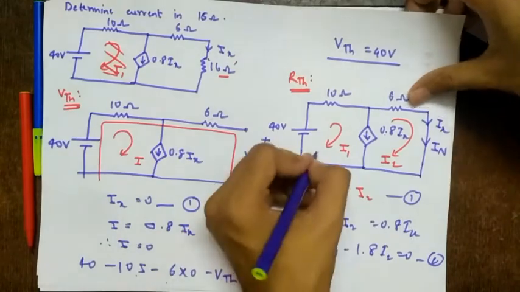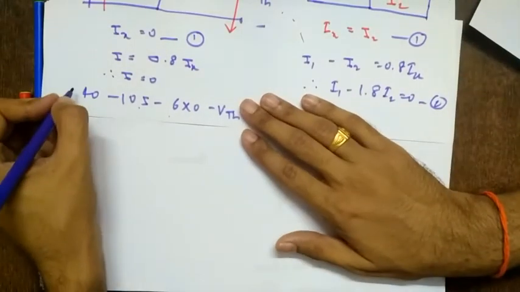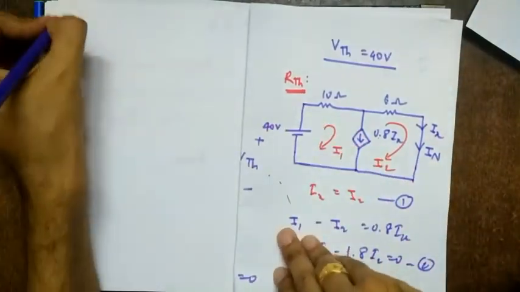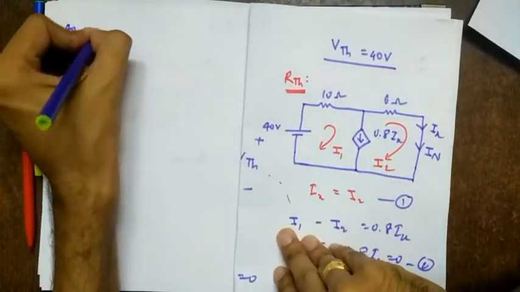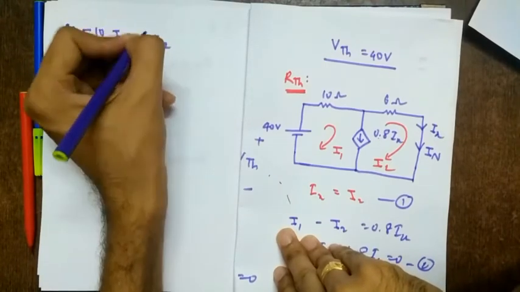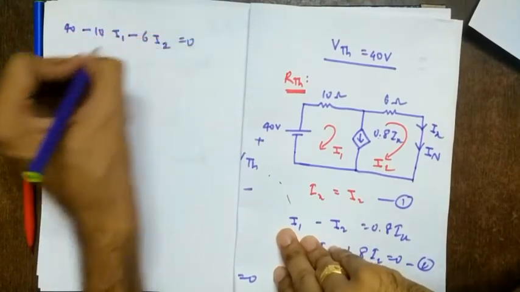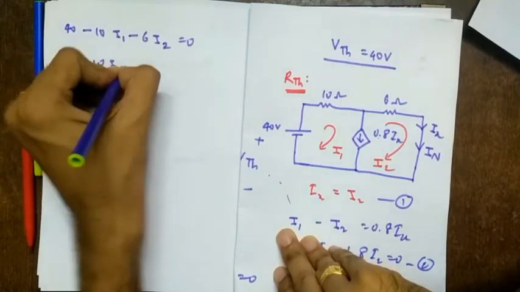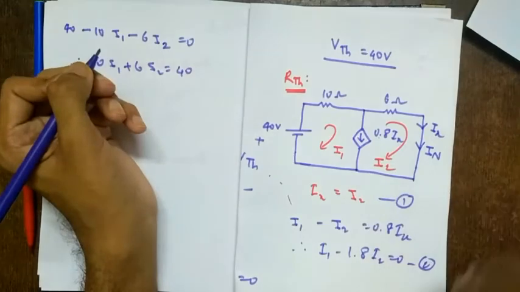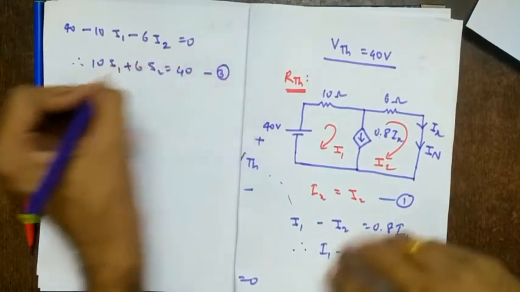So then what we write? We write the outermost thing, KVL equation. So what is it? 40 minus 10 I1 minus 6 I2 equal to 0. So therefore 10 I1 plus 6 I2 equal to 40. Right, so this is equation number 3. Then what will we write?